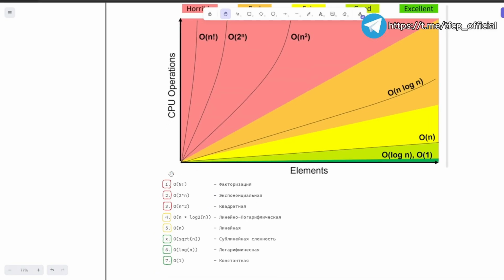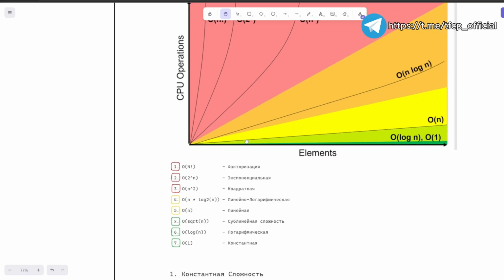Well, we will start with the very worst. Here they are marked in red, yellow, and green colors. Here on the green ones, the root graph or sublinear is not drawn. But in principle, it is very similar to the logarithmic one. That is, it is like a curve 2 to the power, only it goes to the right. That's the kind of curvature it has.